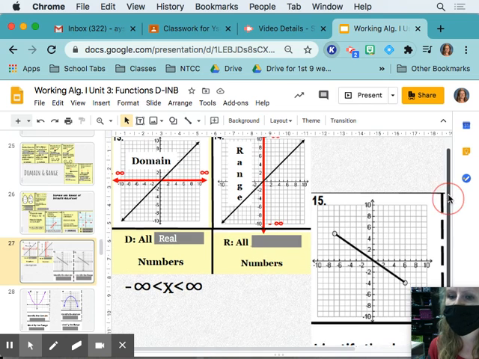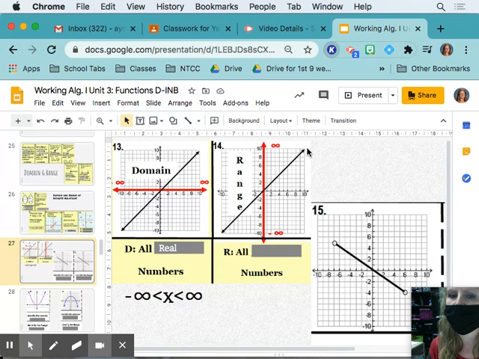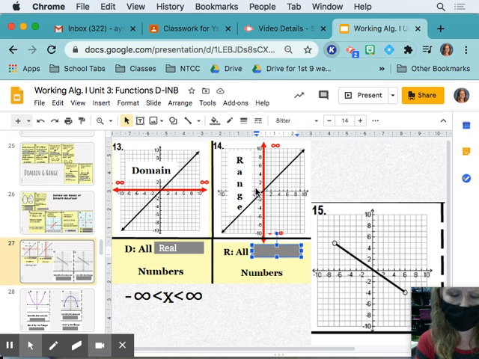Okay, the next one, number 14, is the range of this black line here. With range, we're looking at the y-axis. So we're seeing how low it can go, and then how high it can go. On the y-axis, this is going to continue down to infinity. And then how high can it go? It's going to continue up to infinity. So this again is all real numbers.